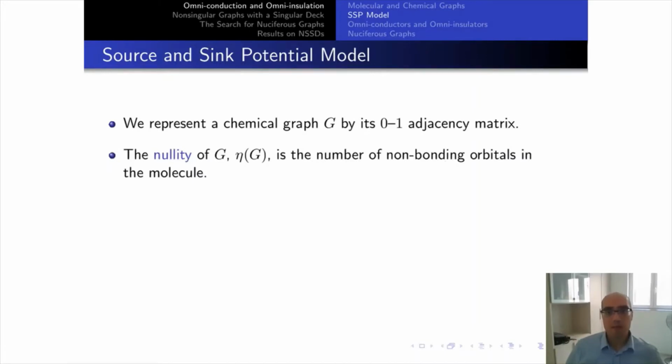The nullity of a graph, which we're representing by eta of G, in chemistry has the following interpretation. They say that it's the number of non-bonding orbitals in the molecule.